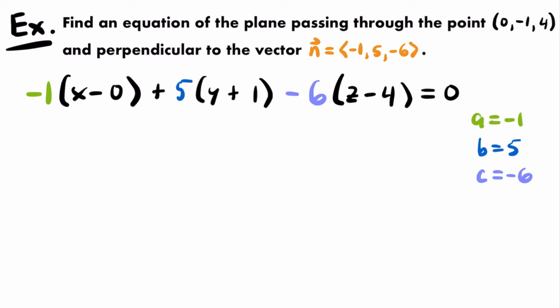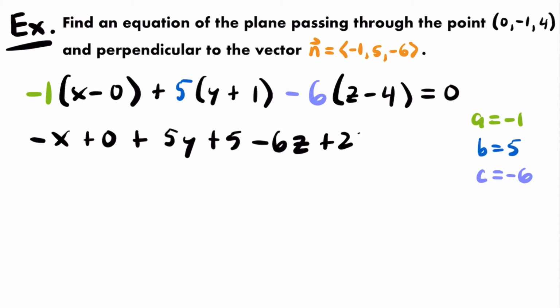And then all we have to do to simplify is distribute -1 through this quantity, 5 through this quantity, and then -6 through this quantity. And so if we do that, we will have -x, plus 0, plus 5y plus 5, and then minus 6z plus 24, and that will be equal to 0.